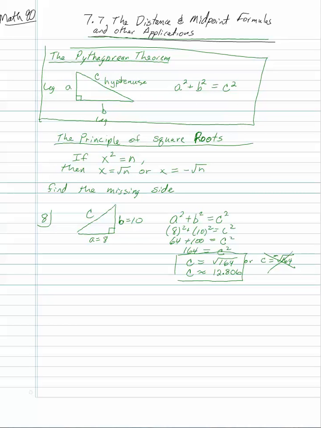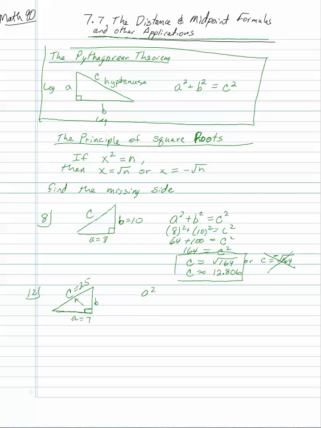All right, let's try number 12. Now it doesn't matter, A and B, they're the legs. It doesn't matter which one you call A and which one B, just as long as they're on that right angle. That's what the legs are. C is opposite the right angle, and that's the hypotenuse. Okay, so for 12, A is 7, B we don't know, C is 25, and we want to find B.